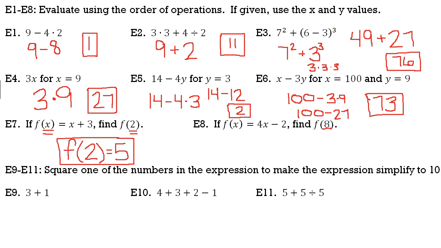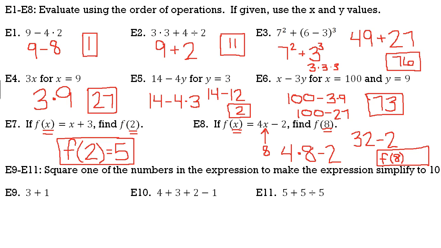Same thing here. We have an 8 in place of the x. So when you're trying to simplify, put an 8 in place of the x. So that'll be 4 times 8 minus 2. According to our order of operations rules, we're going to multiply first, and we'll get 32 minus 2. So, if somebody asked you what f of 8 was, you would just tell them, well, I plugged in 8, and it turned out the answer was 30. That's it.